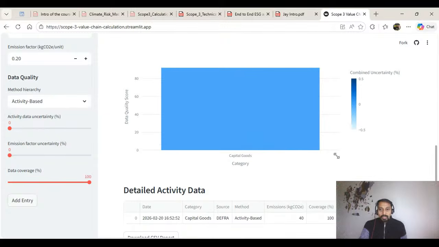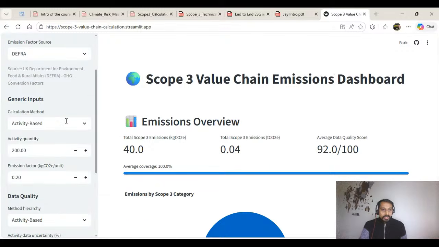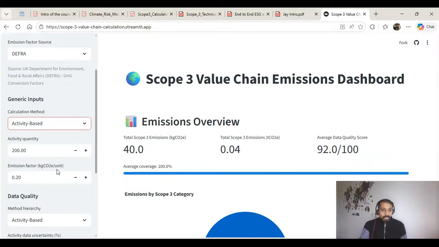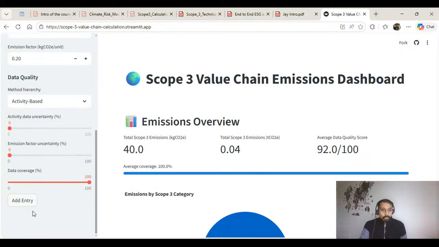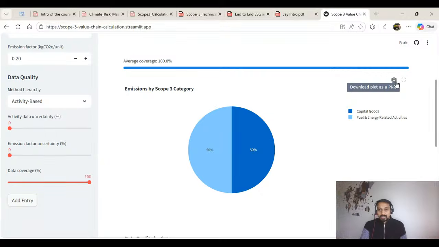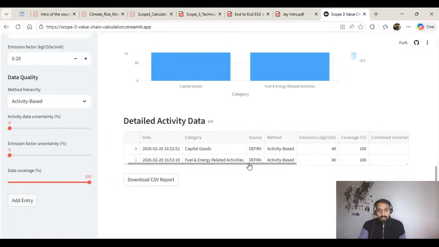You can add other categories as well, and mention various types of data based on the various methodologies. You can get all the items, and you can also download as a PNG or view it full screen. The data quality is also shown category-wise: capital goods, fuel, energy. You can add all 15 categories together, and then download the CSV report for your own manufacturing process or for your own analysis.